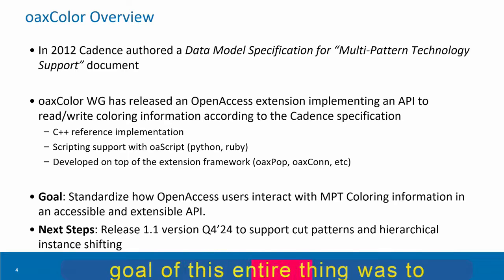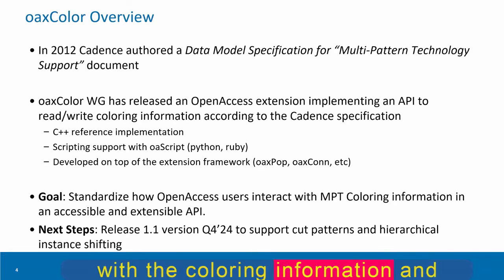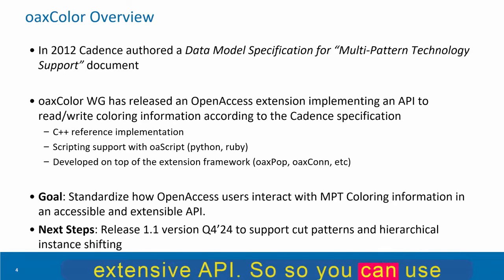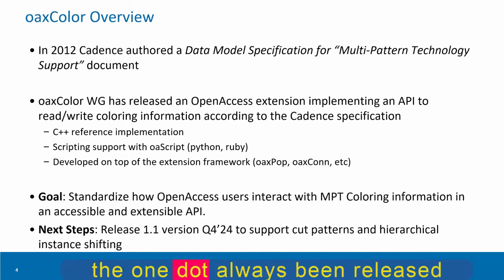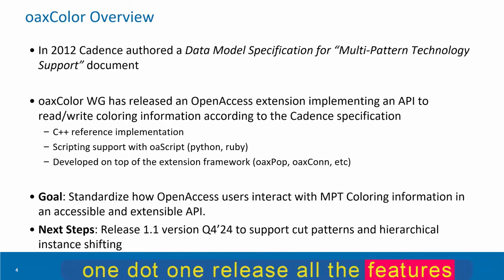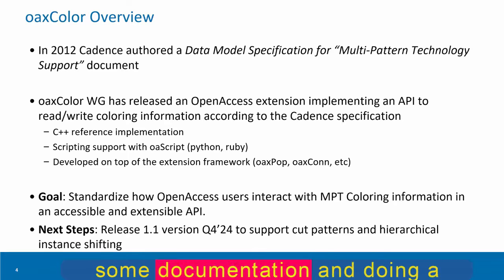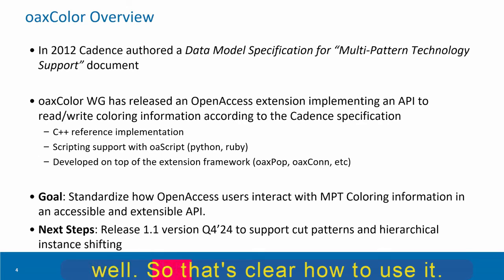The goal of this entire thing is to standardize how OA users interact with the coloring information in design, in an accessible and extensible API. So you can extend this API for your needs. So far the 1.0 has been released. The next step is that we're working on a 1.1 release. All the feature set is there. We're just wrapping up some documentation and doing a little more testing, and we want to put some good examples out there as well so that it's clear how to use it.